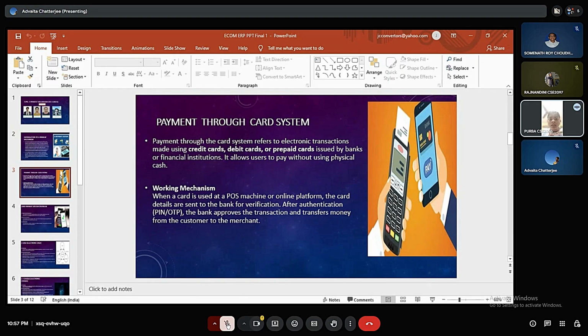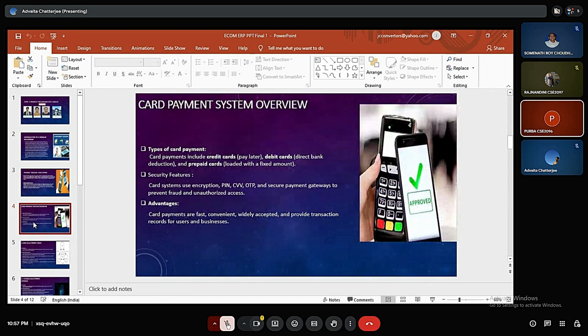Payment through card system. Payment through the card system refers to the electronic transaction made using credit cards, debit cards, or prepaid cards that are issued by banks or financial institutions. It allows users to pay without using physical cash. Working mechanism of cards. When a card is used at a POS machine or online platform, the card details are sent to the bank for verification. After authentication, by PIN or OTP, the bank approves the transaction and transfers the money from the customer to the merchant.